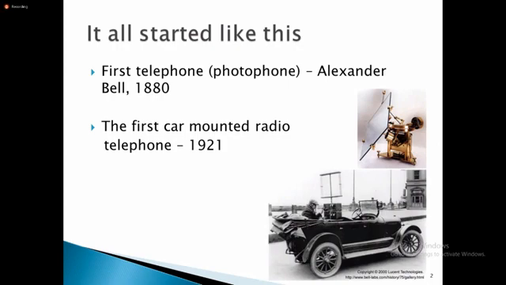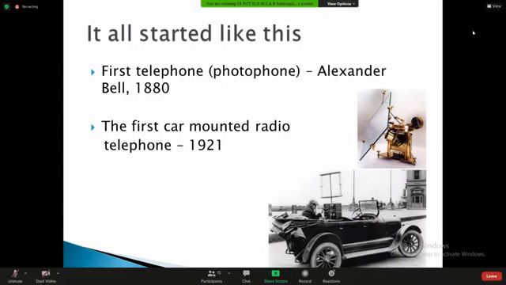Now, the telephone was first introduced by Alexander Graham Bell in 1880, right? Then the mobile. Initially the telephone is not mobile, right? The phone is not mobile. It is a fixed phone, right?